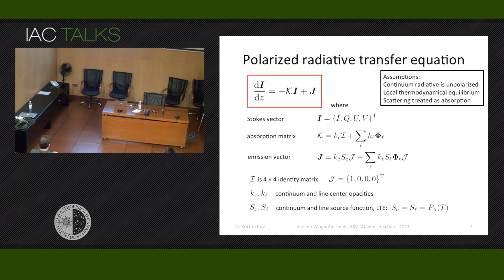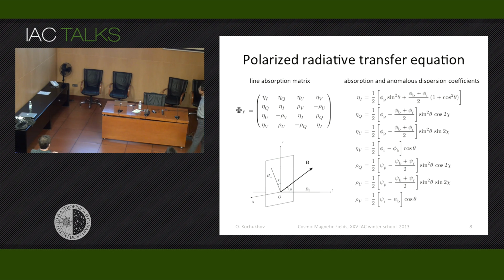And then I treat here scattering in the continuum as pure absorption. So what is this matrix F? This matrix is the one that encodes information about magnetic field strength and orientation. So it looks like this.